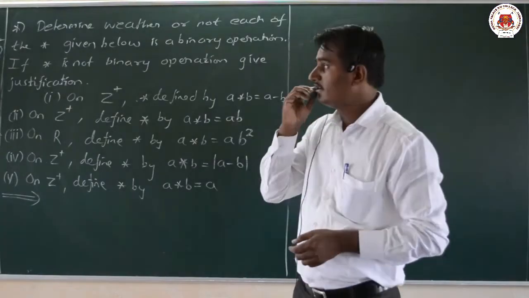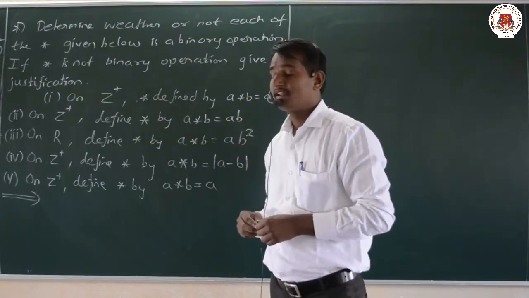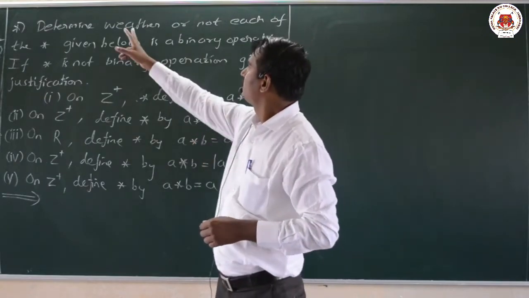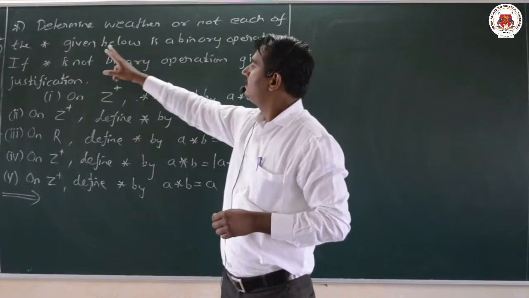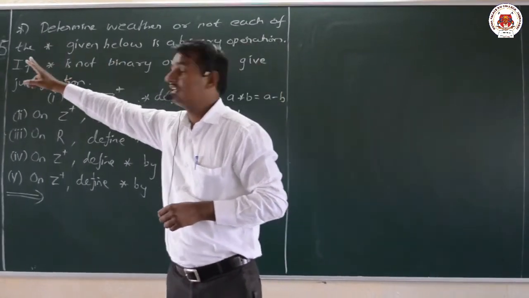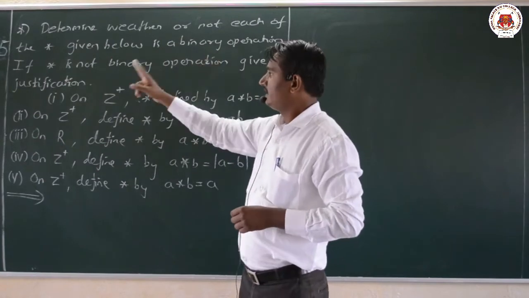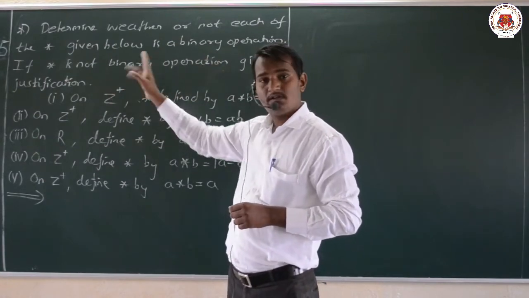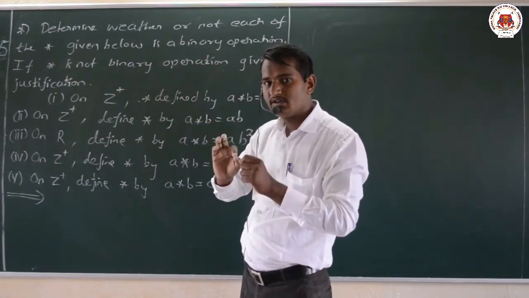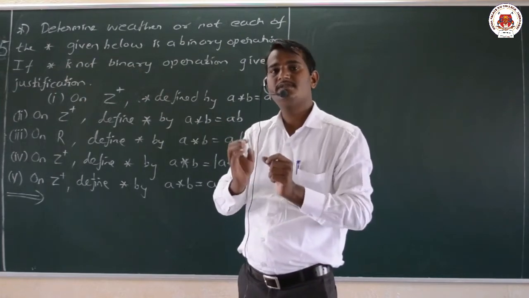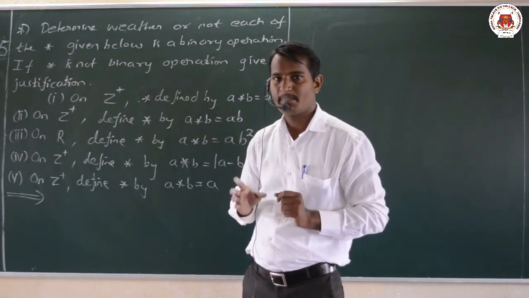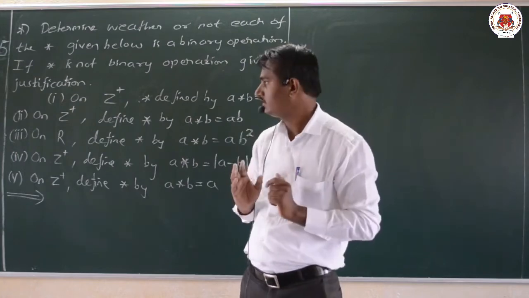Hello dear friends, now let us move on with the next problem. Here in this particular problem, determine whether or not each star given below is a binary operation. And also, if it is not a binary operation, we have to justify. Justify means give the solution for it, whether it is a binary operation or not.